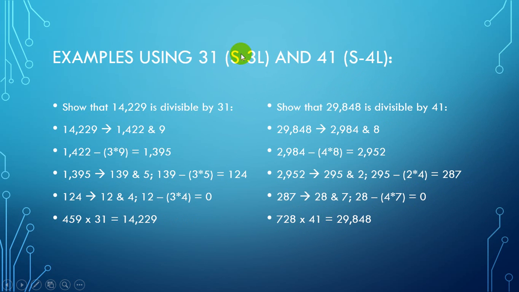The rules are 31 and 41: s minus 3l for 31, s minus 4l for 41. Show that 14,229 is divisible by 31.